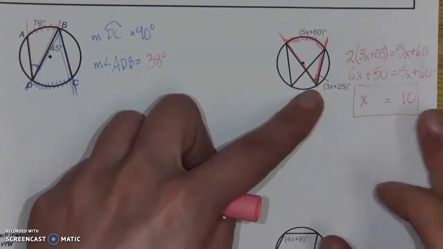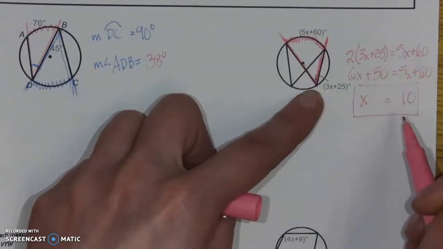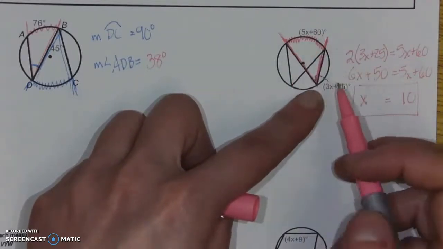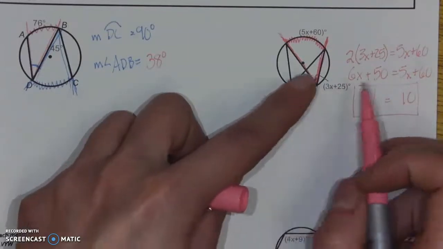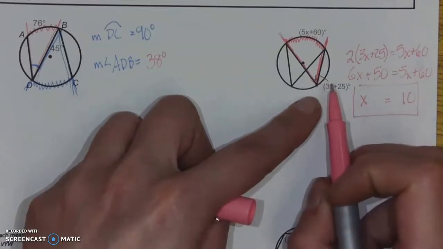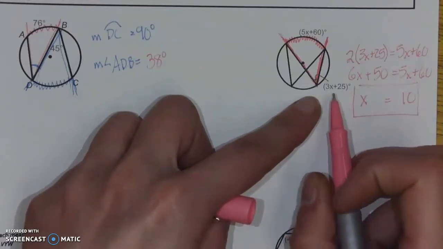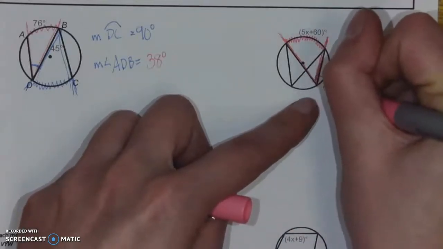Of course, the question might be asking for x. It might ask for what the measure of the arc is, in which case you can plug that x in, or it might ask for what measure the angle is, and again, you can plug that in. So we can quickly find that. 3 times our x value of 10 will give us 30. 30 plus 25 gives us 55, so we can find that this angle is actually 55 degrees.